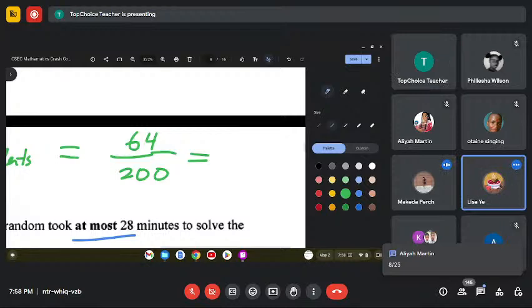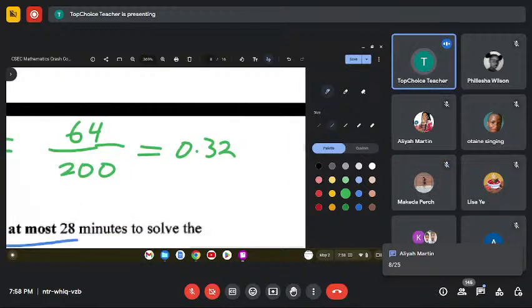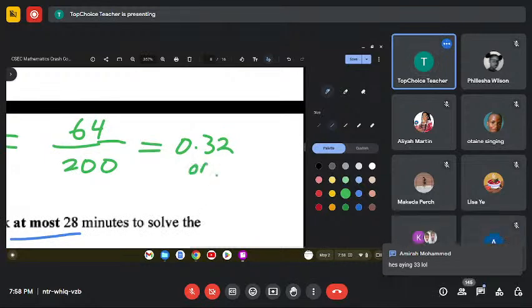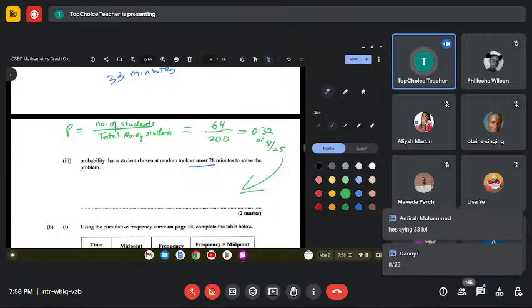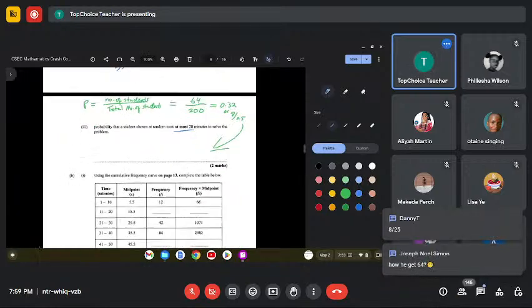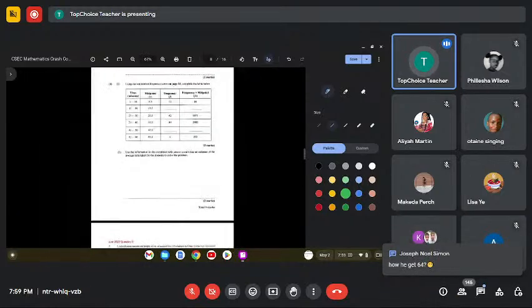0.32, or 8 over 25. Right, so 0.32 is the probability, or 8 over 25. Okay, this is the answer for this. Just give me 5 minutes again, all right? I want to introduce how to do this last portion of the question here.